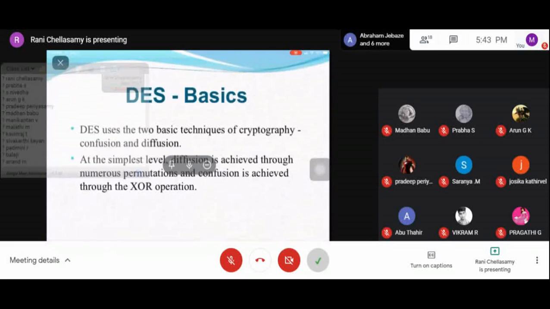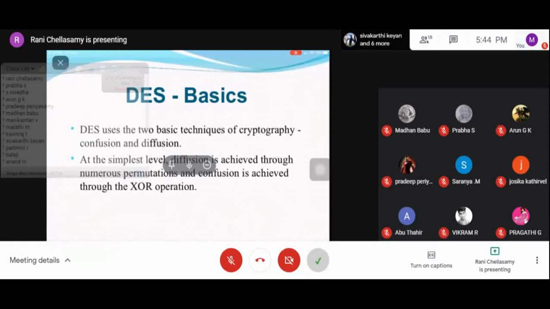So coming on to the Data Encryption Standard, which is a symmetric key cryptography algorithm. It's a widely used encryption algorithm. Okay. So DES uses two basic techniques of cryptography. The first is called confusion, otherwise called substitution, and the second is called diffusion, that is called transposition. Okay, fine.